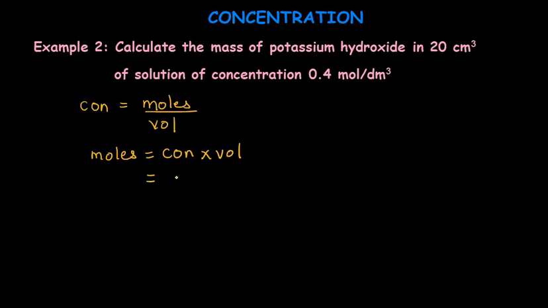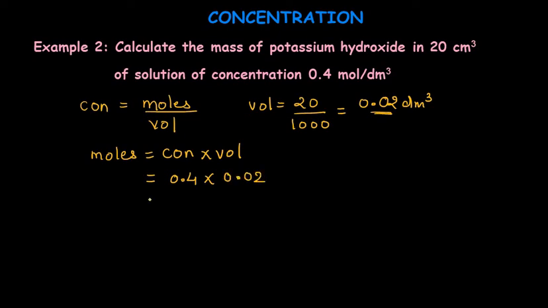And so to calculate the moles, we change the formula to concentration multiplied by volume. Our concentration value is 0.4, but what about the volume? Volume is given in centimeter cube, so we need to divide it by 1000, which is 0.02 decimeter cube. Now substitute this into our formula, so multiply by volume, that is 0.02, and so the answer is 0.008 moles of potassium hydroxide.